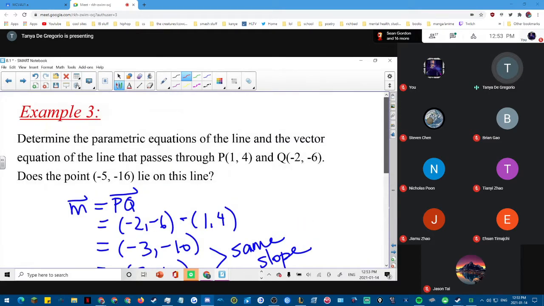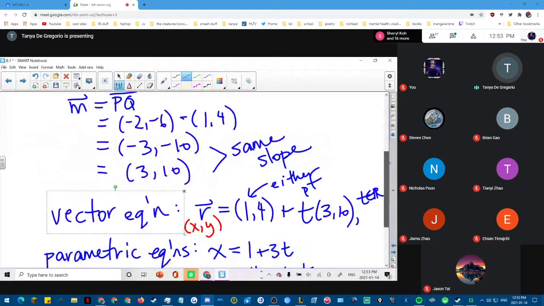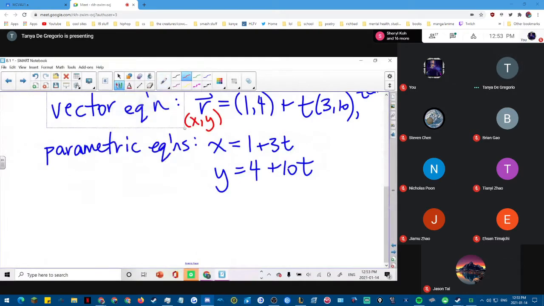Okay, well, I think the question also asked us to check. Does the point -5, -16 lie on this line? So how can I check -5, -16? Sub it in as r and see if t matches. Yeah, exactly. We're going to sub it in and see if I get the same t value for both of these. If I get the same t value, then yes, it lies on the line. It satisfies the equation.